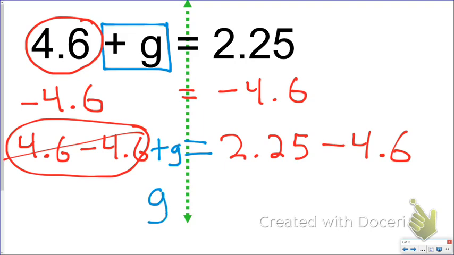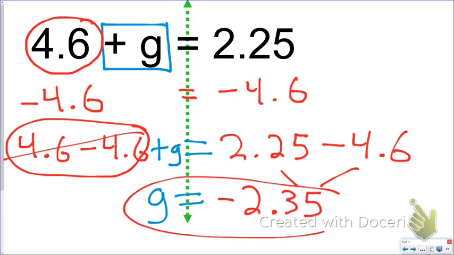I'm left with g is equal to, let's see, 2.25 minus 4.6. I'm just going to type that in my calculator, 2.25 minus 4.6, and I have a negative 2.35. And that is my answer. This is the solution for this equation. G is equal to negative 2.35.